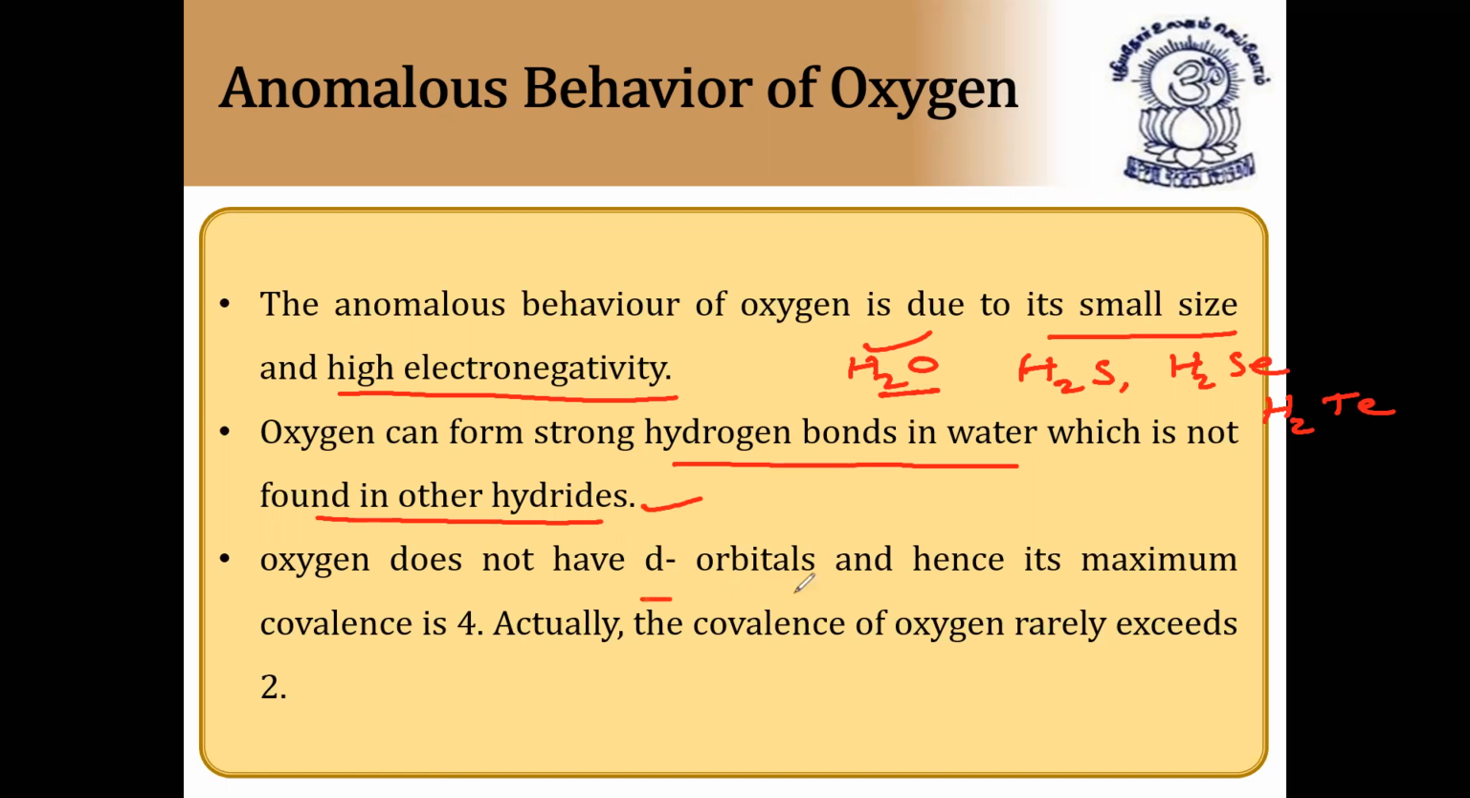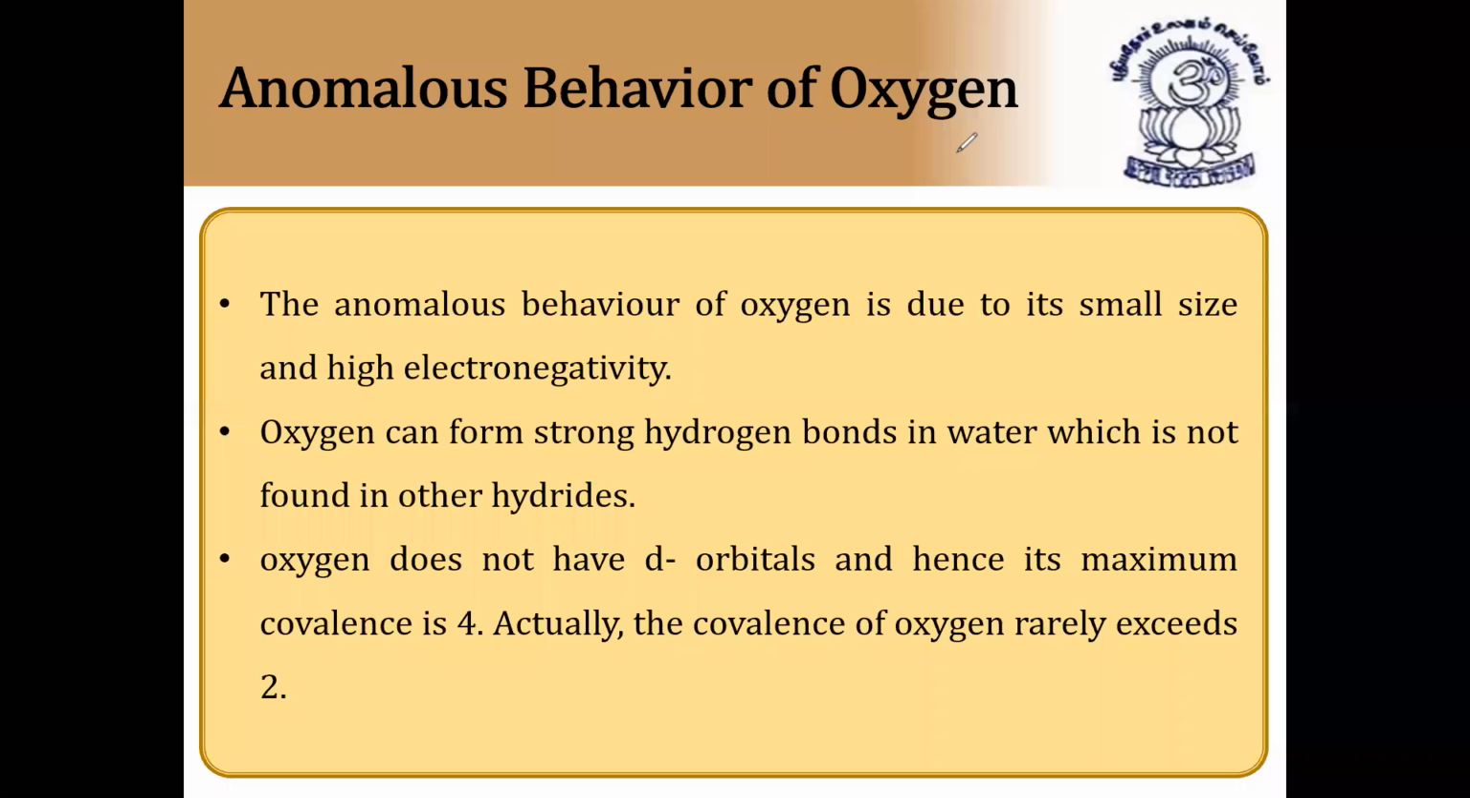Oxygen does not have d orbitals and hence its maximum covalency is 4. Actually, the covalency of oxygen rarely exceeds 2. Usually its maximum covalency is 4, but in practice it is only 2, because no other compounds have been formed so far. I hope it is clear.